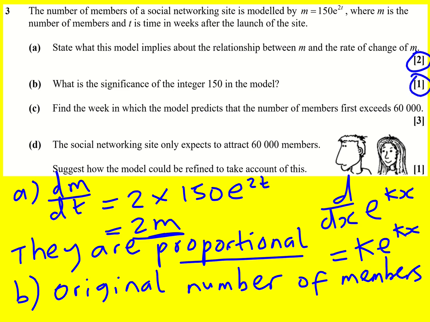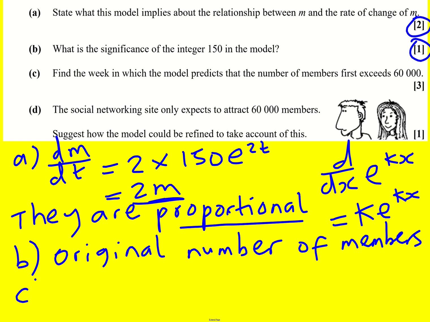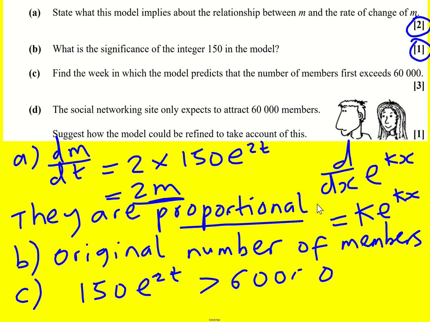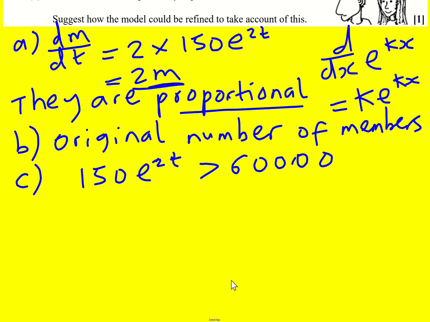All good. Part C: find the week in which the model predicts that the number of members first exceeds 60,000. So for this, we need to solve that 150 e to the 2t is greater than 60,000. Here we've got like an exponential inequality. You can do this by taking logs. First thing I would do would be to divide by that 150 before I take logs. So e to the 2t is going to be greater than 400.